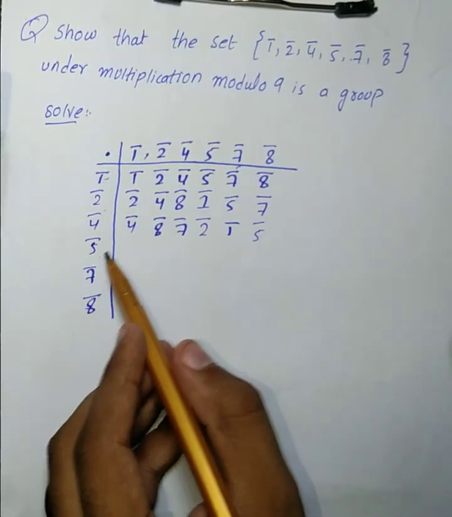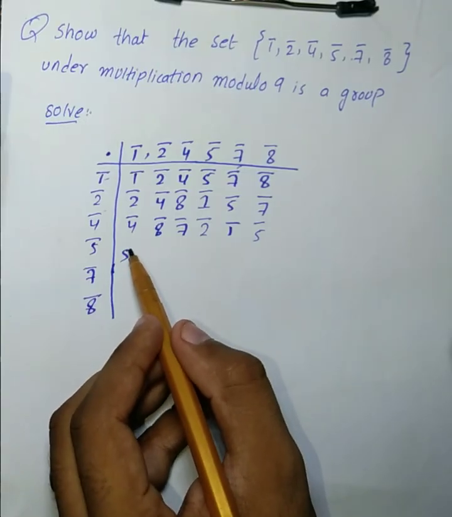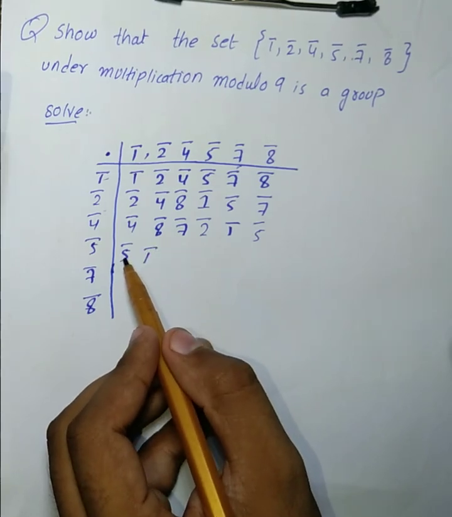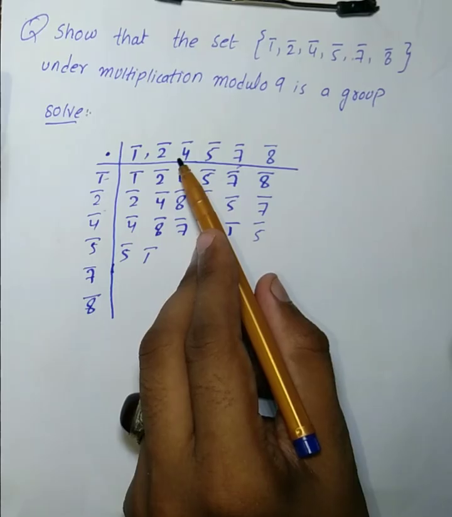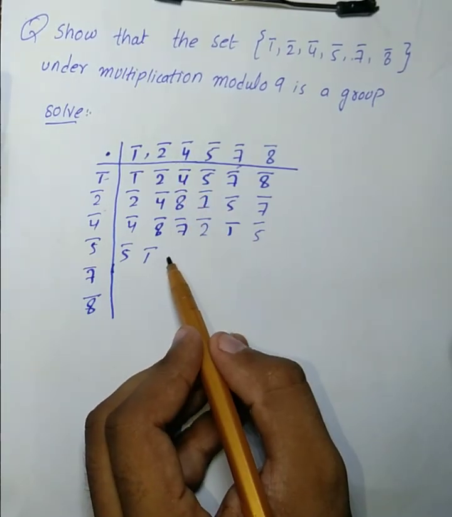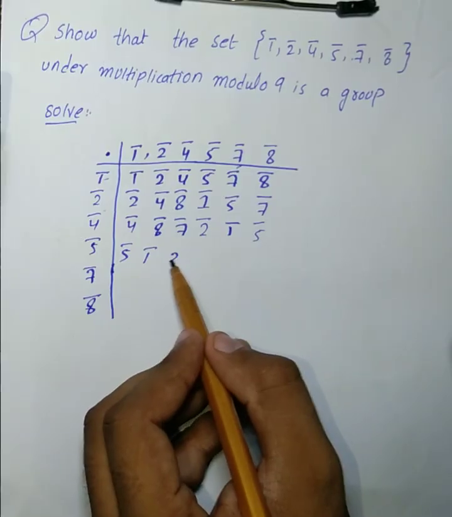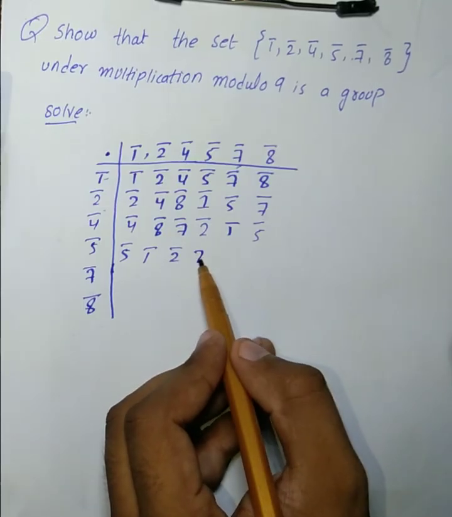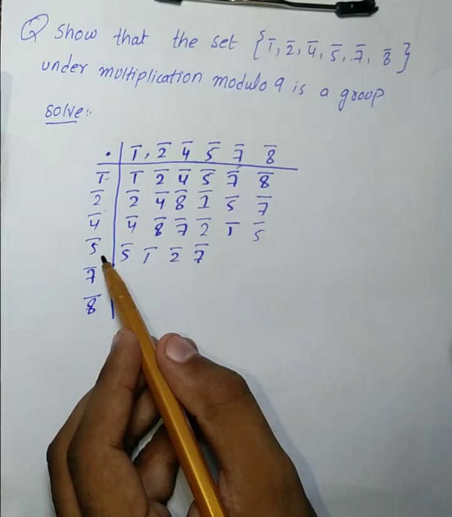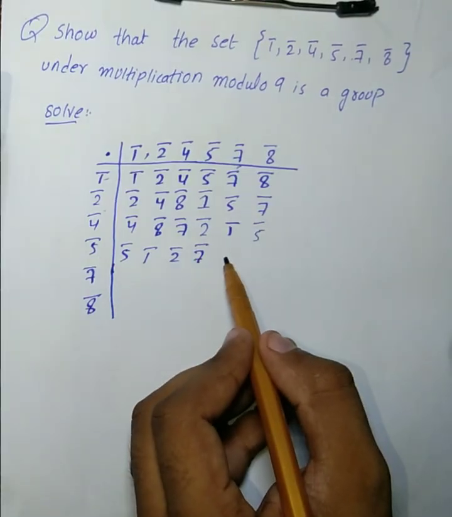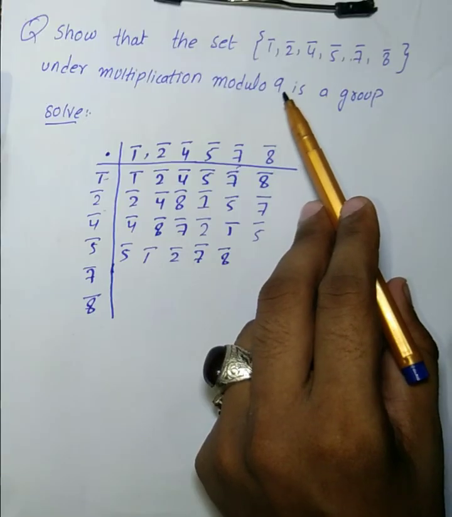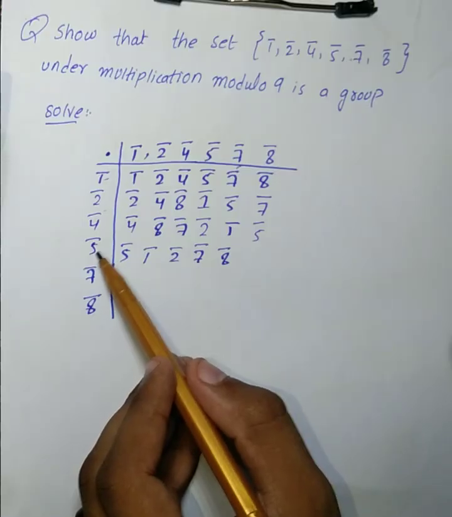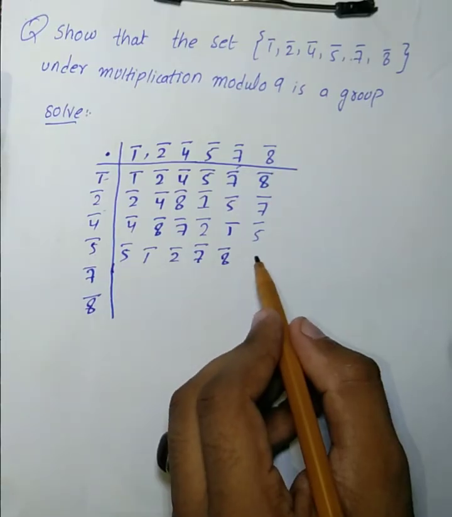It's very simple. 5 times 1 is 5, and 5 times 2 is 10, and the remainder is 1. And 5 times 4 is 20, and the remainder is 2. And 5 times 5 is 25, and the remainder is 7. And 5 times 7 is 35, and the remainder is 8, because it is greater than 9 so we divide by 9. And 8 times 5 is 40, and the remainder is 4.